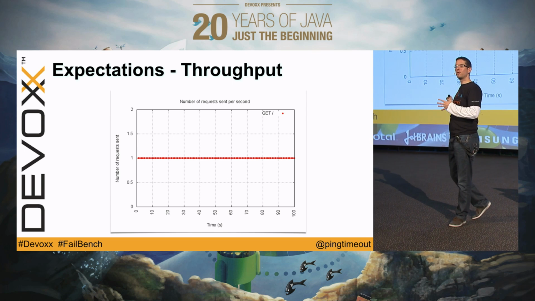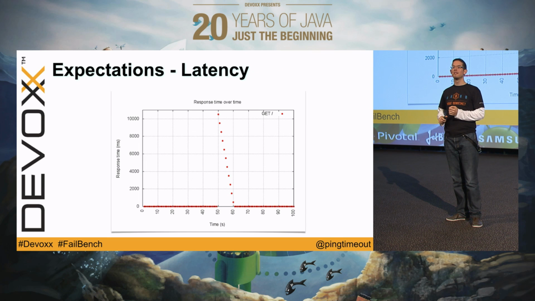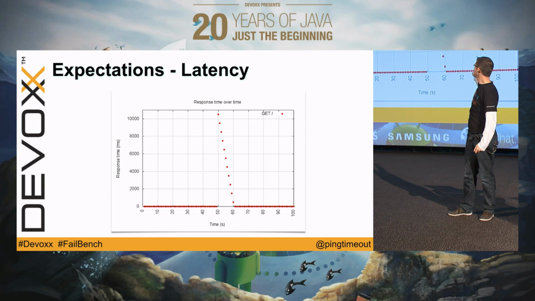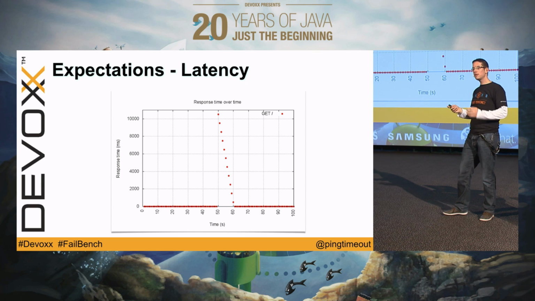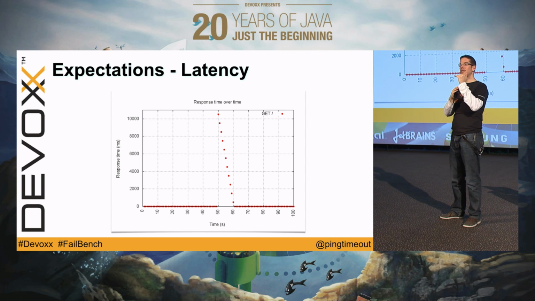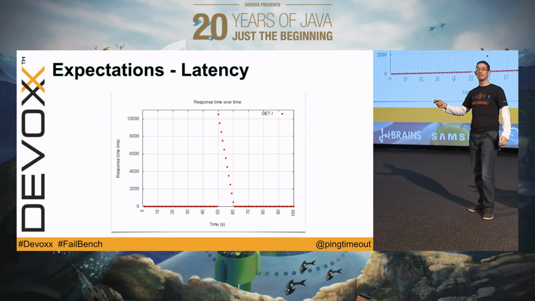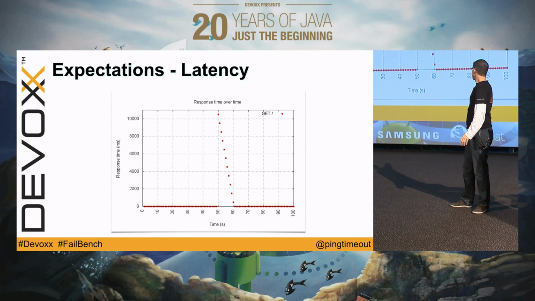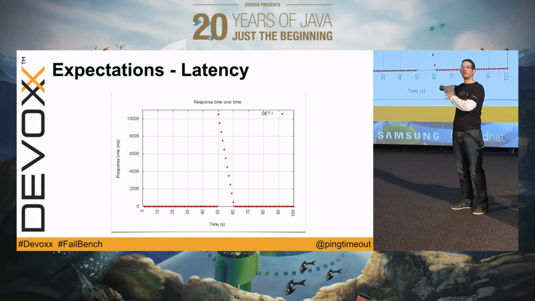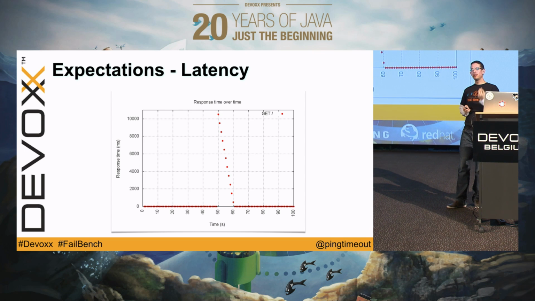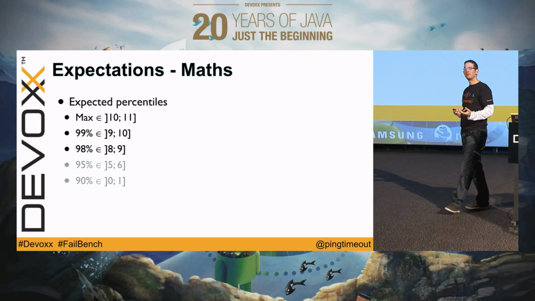Now, if I do the same for latencies, I'm going to have this. The request that will be sent at the 50th second will have a latency between 10 and 11 seconds. I don't know the precise latency because it depends on when it will be sent, but I know it will be between 10 and 11 seconds. The next request will have to wait between 9 and 10 seconds to get its answer, and so on until the last one. Everyone is okay with that, by the way? Yeah, okay.